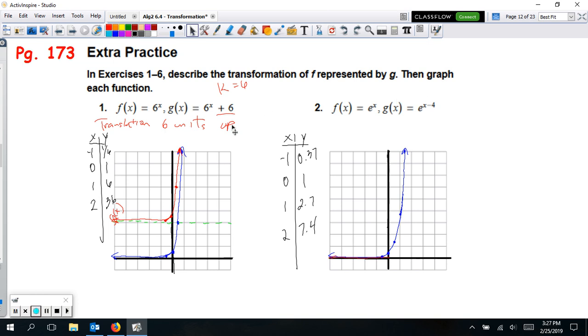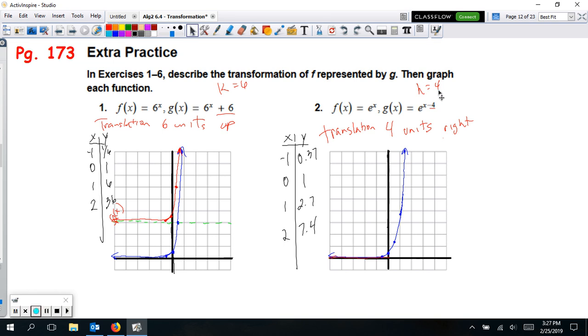This one's a translation up because it's a vertical translation. This one's going to be a translation horizontally, left and right. And since it's an h number, it's always the opposite of what we think. So even though it says x minus 4, h really is positive 4 on this one. So our transformation is going to be described as translation 4 units to the right.